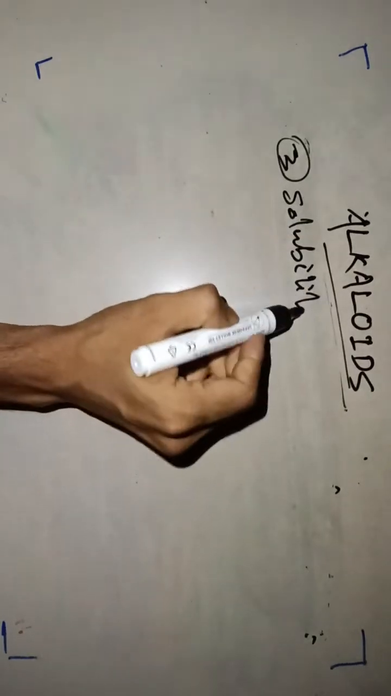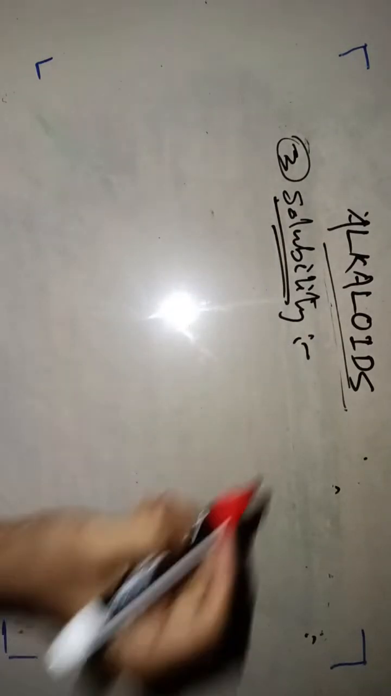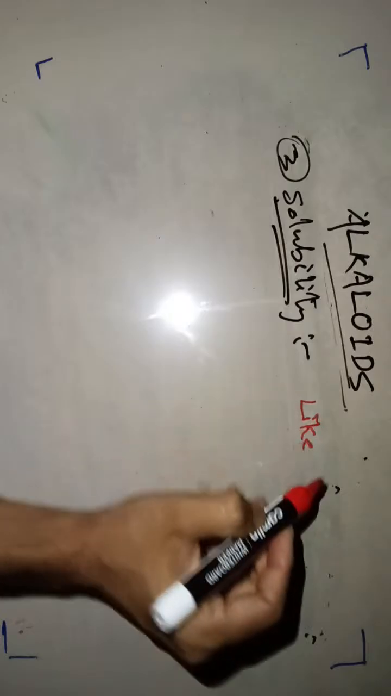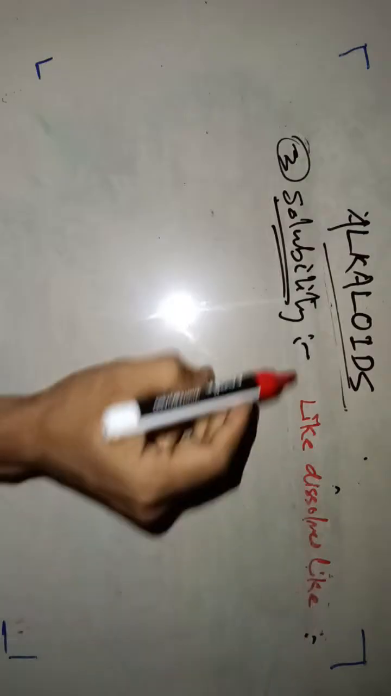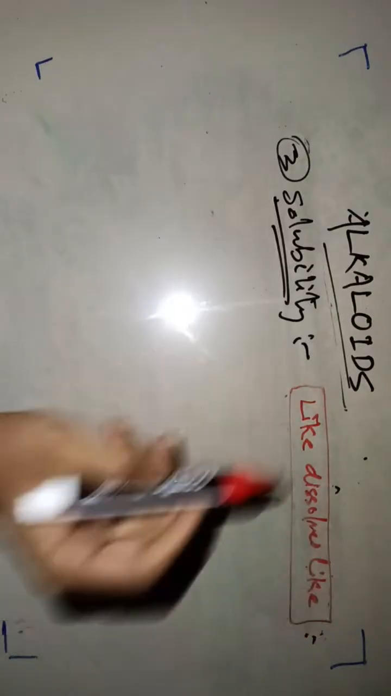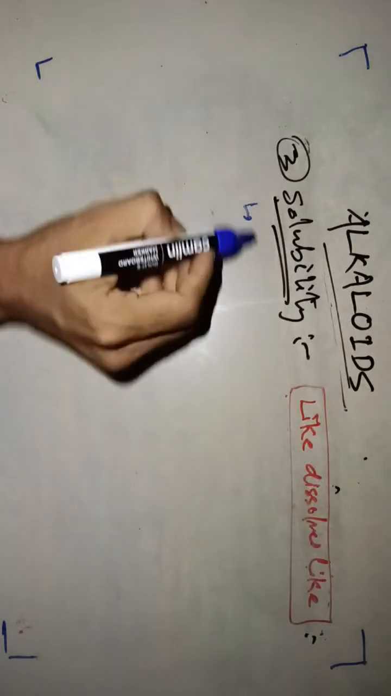Solubility of alkaloids. So first of all, we have to remember its universal rule, that like dissolves like. This is one of the most important and universal sentences. According to the polarity, a polar soluble compound dissolves in a polar solvent, but non-polar is not dissolved.